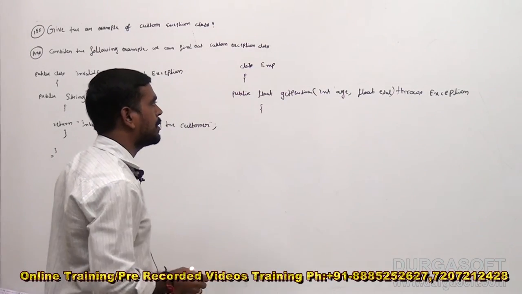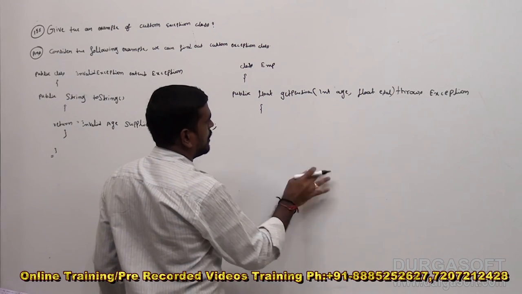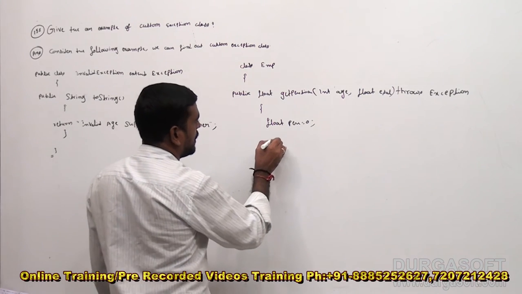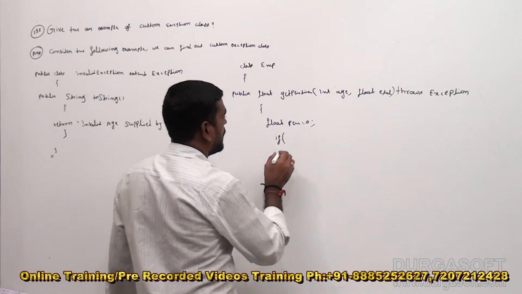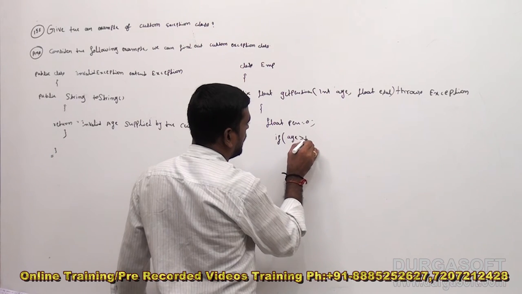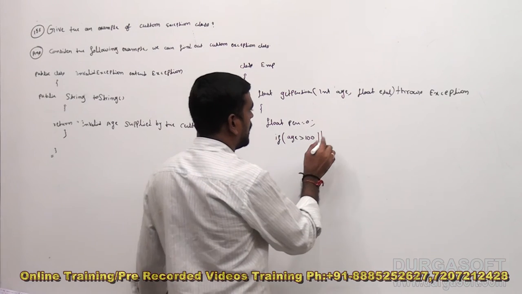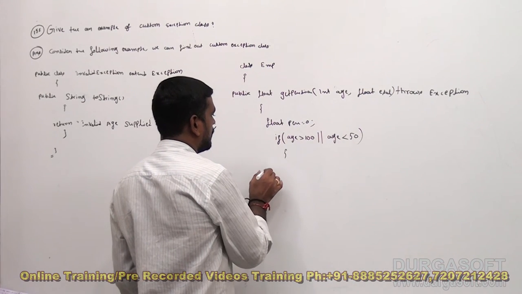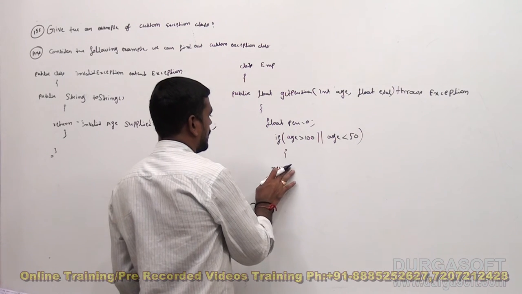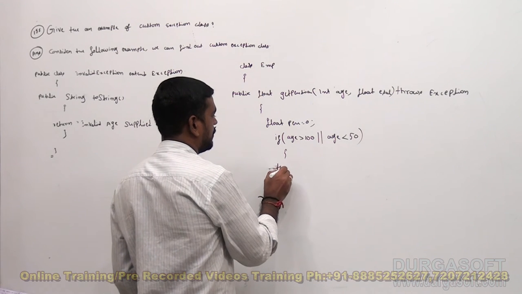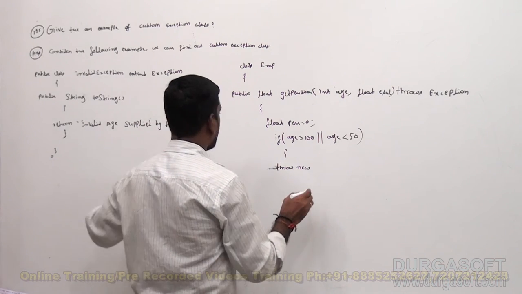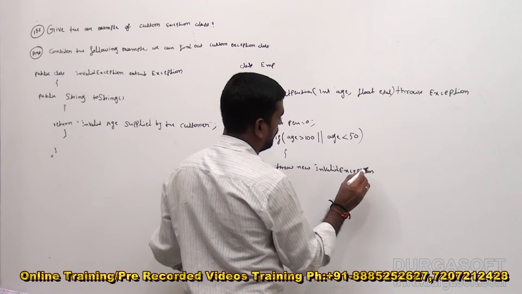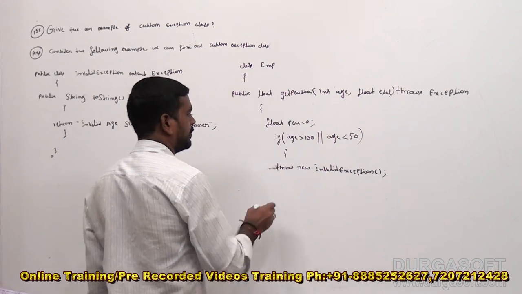After that, we can take one condition here, okay? So now here we can declare float pension equal to 0 initially, then I am going to take the condition: if age greater than 100, don't give the pension, or age less than 50, don't give the pension, okay? If this condition is true, then throw new InvalidException, right? Then close.